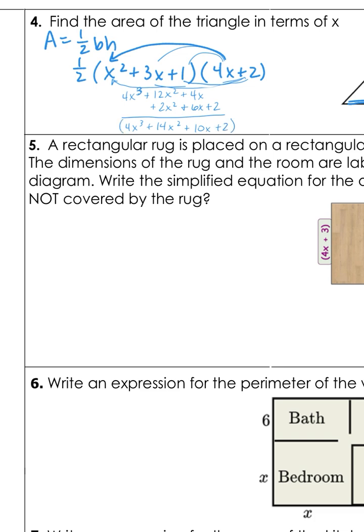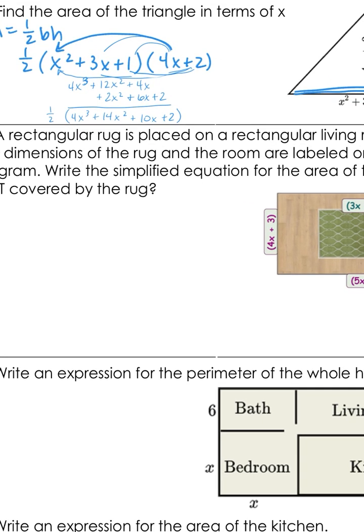Now remember, we were supposed to multiply all that by 1/2. So fortunately, these are all even numbers, so I can take 1/2 of all of those. So 1/2 of 4 is 2, so 2x to the third. 1/2 of 14 is 7. So 7x squared plus 5x plus 2. And that is going to be my answer.